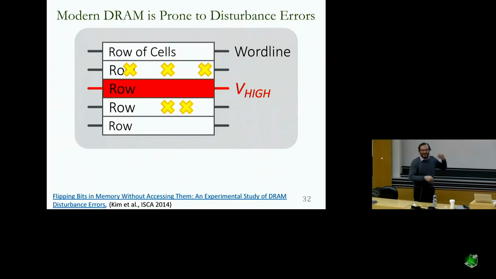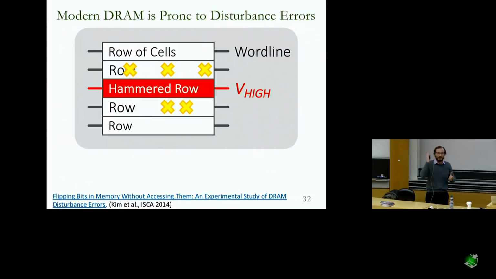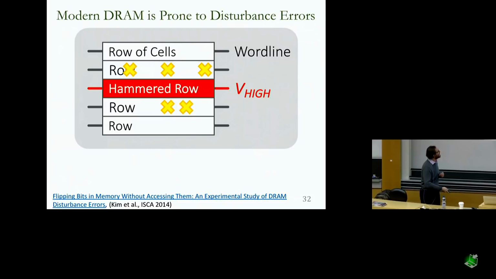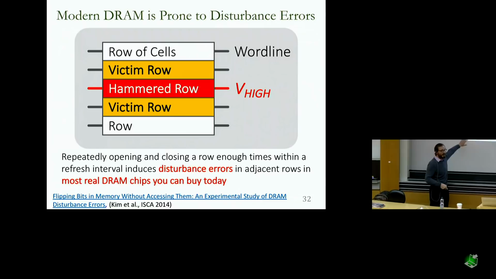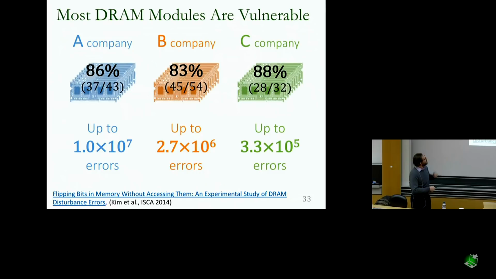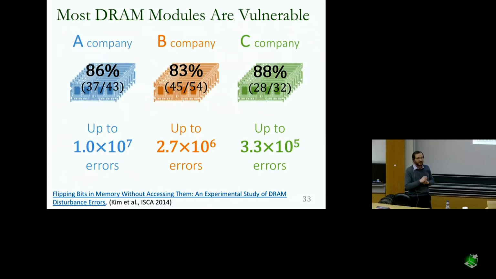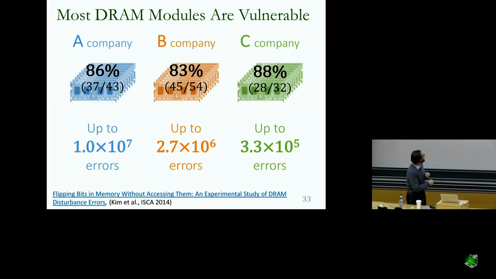Okay, essentially, this is the failure mechanism. Basically, what we've done is we've hammered the row. It's called hammering the row because you keep doing this activate, precharge, activate, precharge. And you cause these poor victim rows to lose some of the correct data that they used to have. And it turns out you can do this on most real DRAM chips you can buy today. And this paper of ours actually details how you can do it. More than 80% of the chips that we've tested from 3 major manufacturers of DRAM, and there are 3 major manufacturers of DRAM in the world today, are vulnerable to these effects.